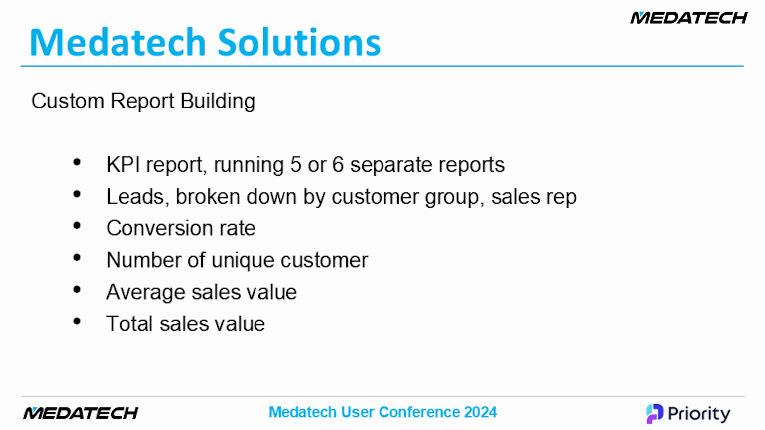Something like conversion rate, so in a given period of time, what status of orders have gone from one status to another, so we can see actually what we have converted and what value that was. The number of unique customers who have ordered in the last certain period, and things like average sales value and total sales value as well.